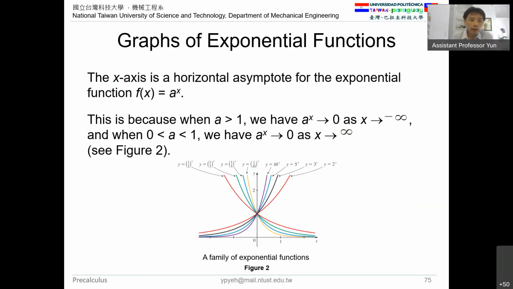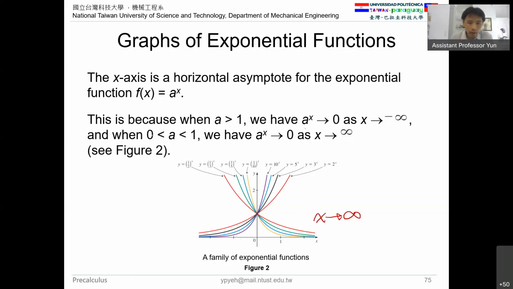Okay, and the x-axis is the horizontal asymptote for the exponential function f of x equals a to the power of x. This is because when a is larger than 1, a to the power of x approaches 0 as x approaches negative infinity. And when a is between 0 and 1, all these functions approach 0 as x approaches positive infinity.